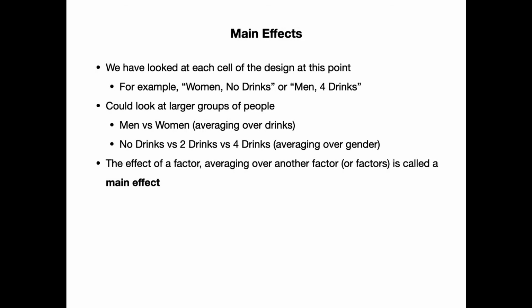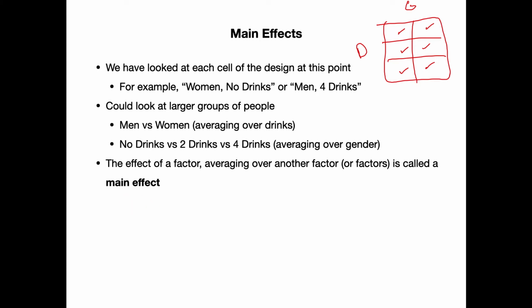So up to this point, we've looked at each cell of the design, and by that, remember, we've got this 6 cell where we have the levels of drink over here and the gender levels over here. And so we've looked at what's in each of these cells: women, no drinks; men, 4 drinks, and so on. But we can also look at larger groups of people. So we could look at all the men or all the women, right? So all of these people together and all these people together. Or we can look at the levels of drink, right? Just this row, this row, this row, okay? And the effect of each factor averaging over the other factor, this is called the main effect.